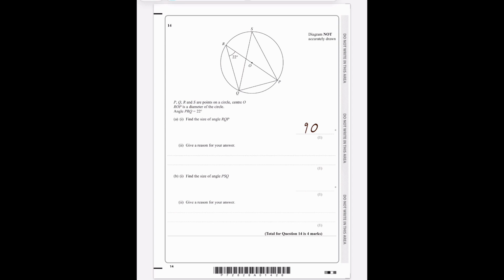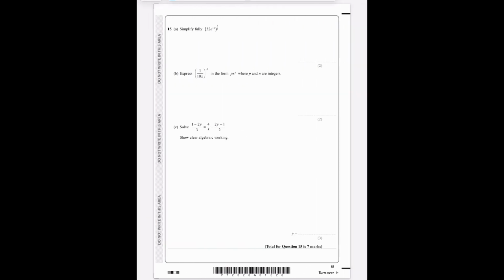Question 14. RQP is 90 degrees because angles in a semicircle are 90 degrees. And PSQ is going to be 22 degrees, and we need to see that angles in the same segment are equal. Worth just learning your circle theorem rules. There's not many of them.